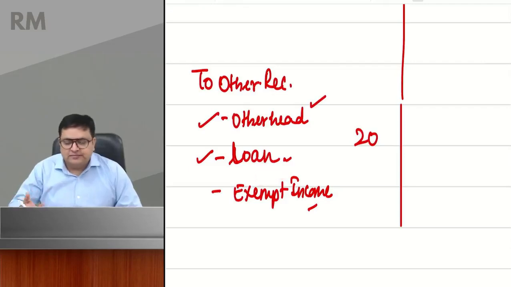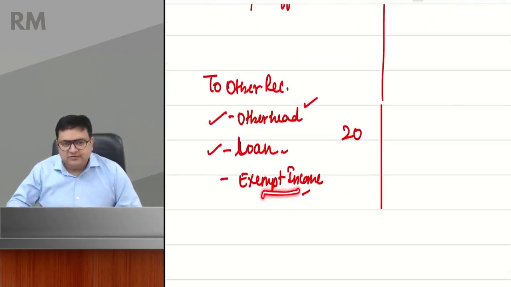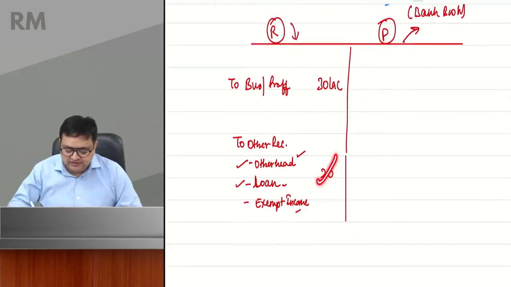Loan is not your income, right? Yes, on loan the interest which you will pay, that is an expense. So that will go in the payment side. Exempt income is not your income, right? So you should not consider this.